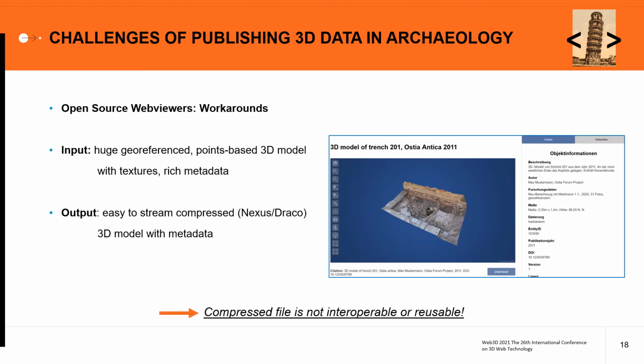Okay, getting back to open source Webviewers, which we want and need to use in archaeology. At least for point-based models, there do exist workarounds to handle large 3D models that have textures and are georeferenced. By converting these models into a compressed file, you have a decent visualization of the model in the viewer. This works fine with the Nexus compression of 3DHOP, but the exact georeferencing information as well as the single textures are lost in this step. This means even if you can download the compressed format, you cannot use this file for further research. The model is not interoperable or reusable anymore, so we lost the FAIR data.